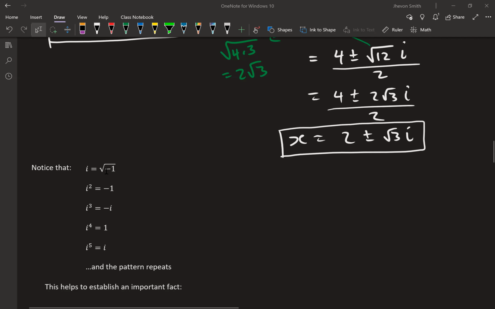So you can start with i equals the square root of minus 1, keep multiplying by i, and you'll go through a pattern. It will go from i to minus 1 to minus i to positive 1, back to i to minus 1 to minus i to positive 1. Once you keep raising i to another power, you will go through this cycle. The cycle is length 4 long, and it repeats.